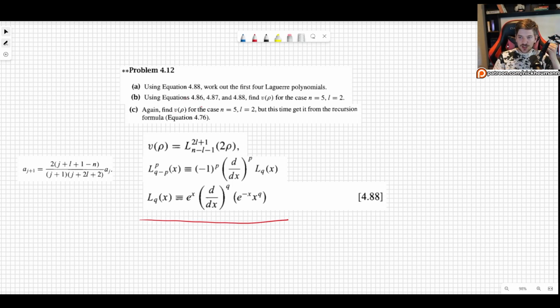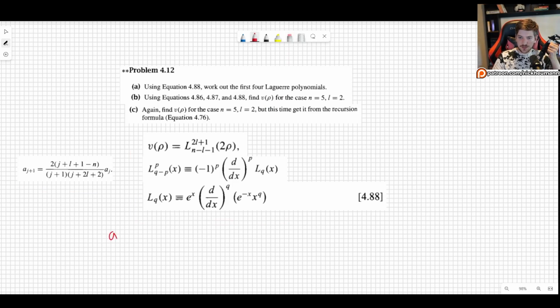Then using basically these three equations, we want to find the polynomial v of rho, right? Which is the one that goes into the solution for the radial equation for the case n equals 5, l equals 2. And then we'll do that again, but using the recursion formula instead. So that's the plan for this problem.